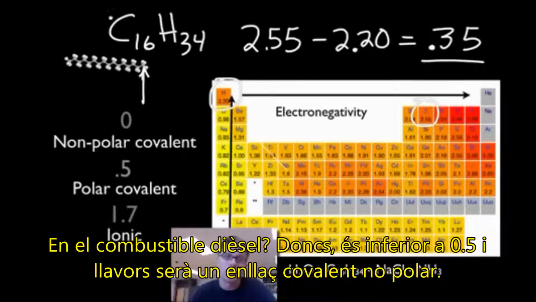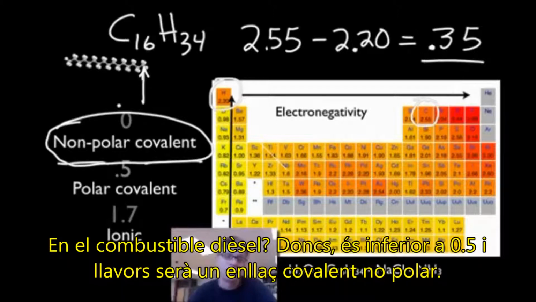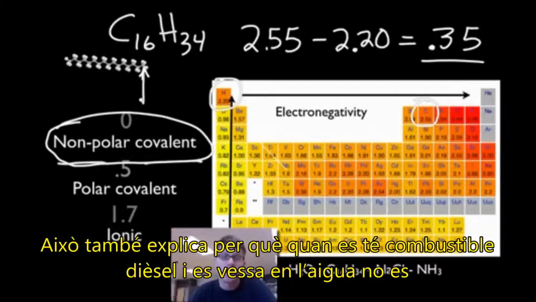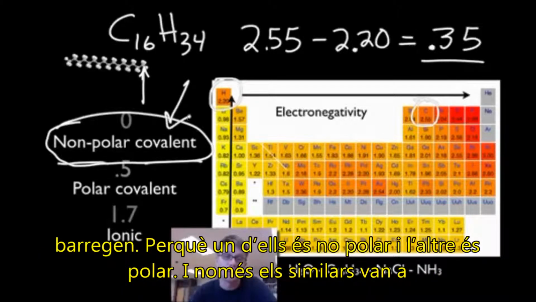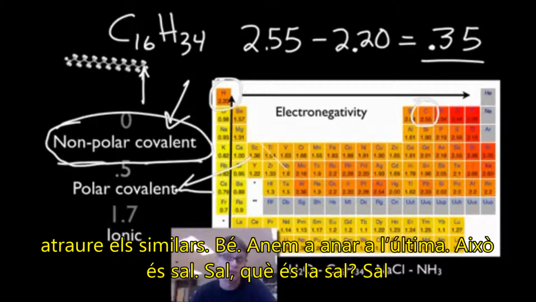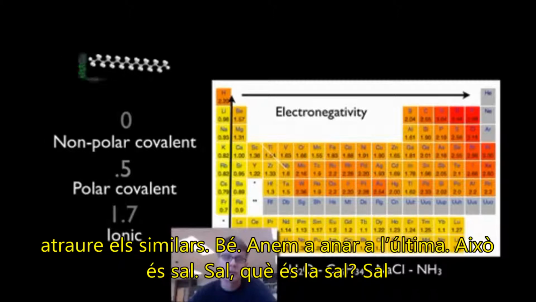So what type of bond is found in diesel fuel? Well, it's less than 0.5, and so that's going to be a nonpolar covalent bond. That also explains why when you have diesel fuel and you pour it into water, they don't mix, because one of them is nonpolar and the other one is polar. And only likes will attract likes. Okay, let's go to the last one.